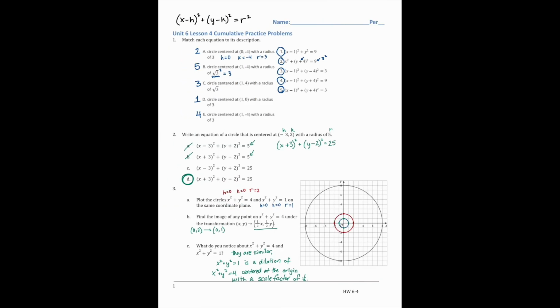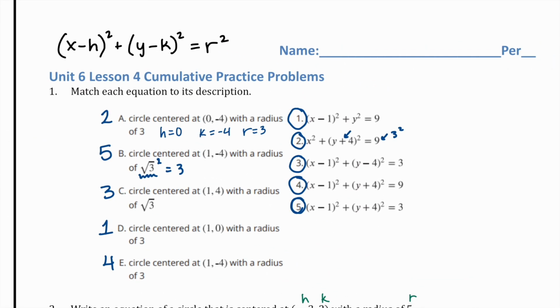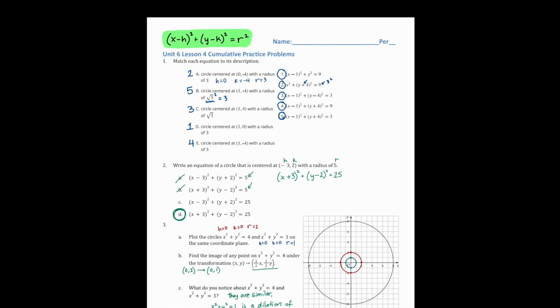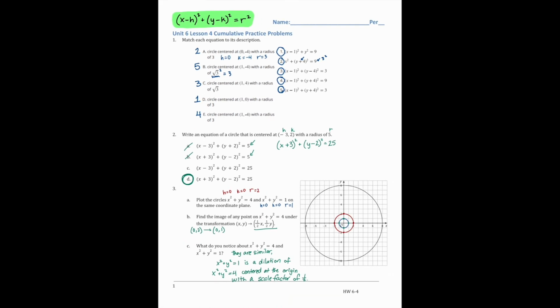Definitely keep in mind that you have this formula up here at the top. This is what we're using and what we're basing our circles on, and it's formed from the Pythagorean theorem. So if you don't have that in your notebook, you definitely should put it in there. But either way, this has been the Unit 6 Lesson 4 Cumulative Practice Problems for Illustrative Math Geometry.